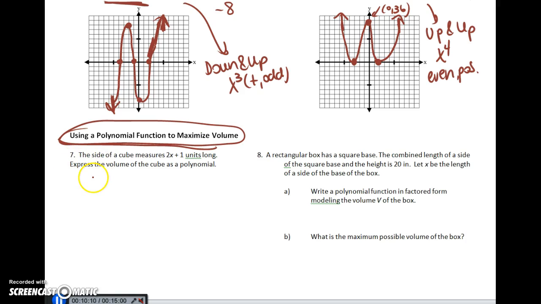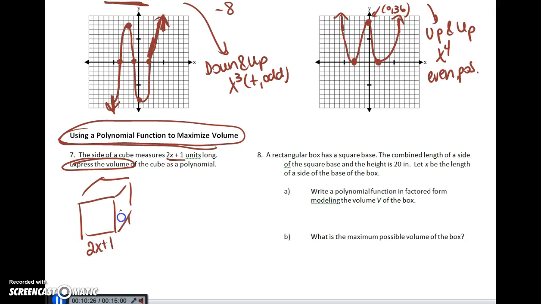Number 7 says the side of a cube measures 2x plus 1 units long. Express the volume of the cube as a polynomial. So all we're doing is writing the volume. A cube has a side of 2x plus 1.